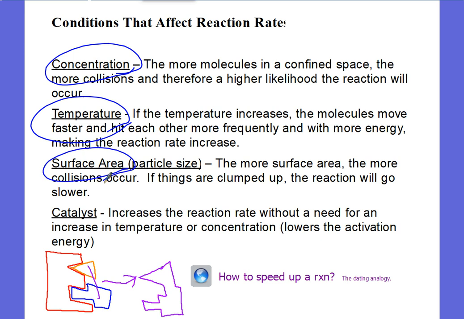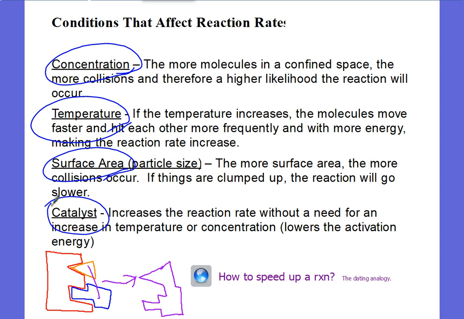Surface area. Which do you think would react faster? Like a block or a powder? Powders react way faster because all of the particles are exposed. They're all exposed. And then there's a catalyst. You guys have probably heard the term catalyst before. A catalyst.